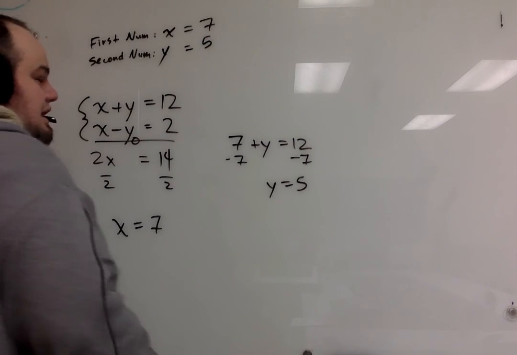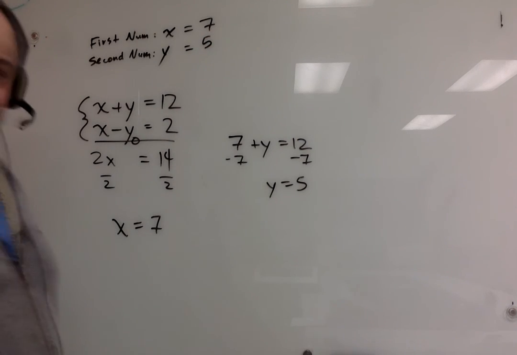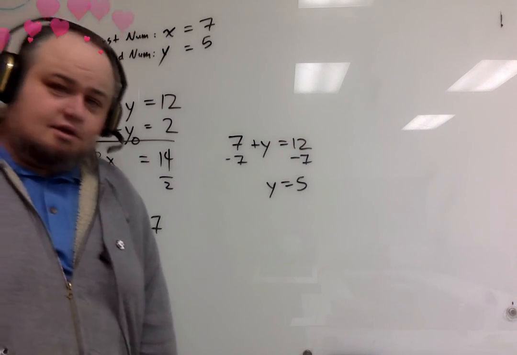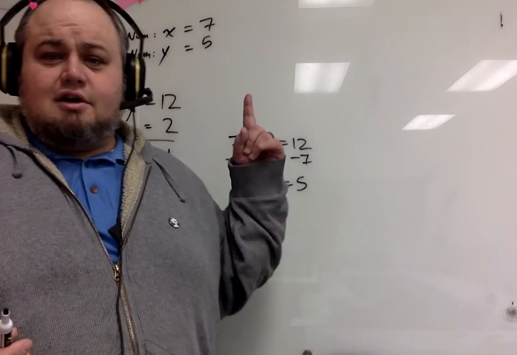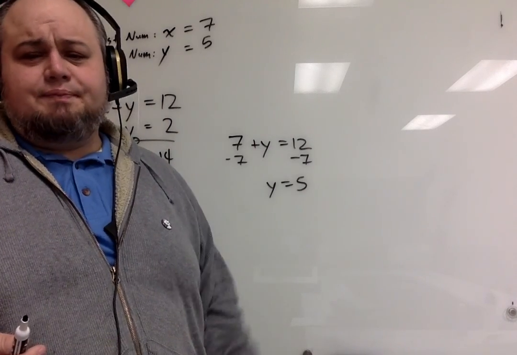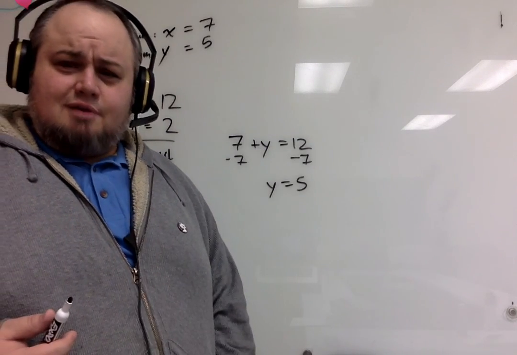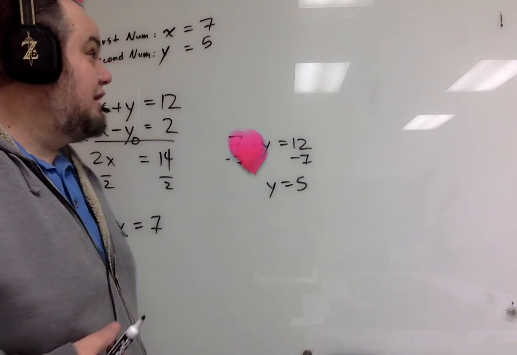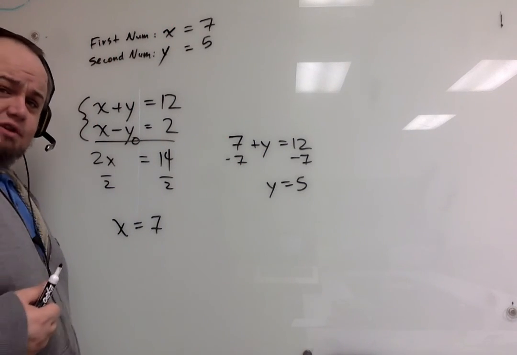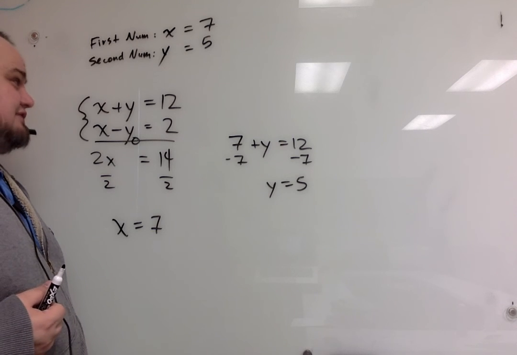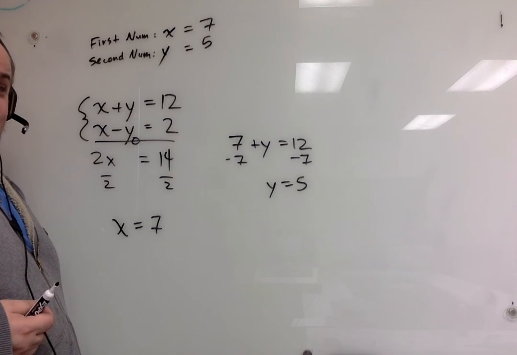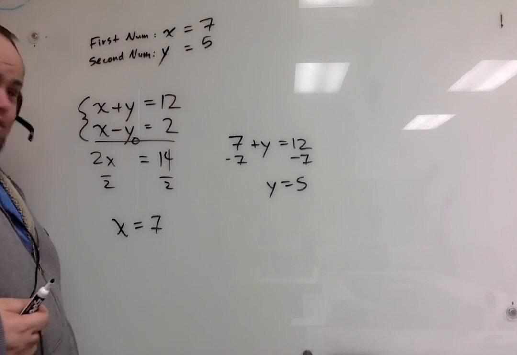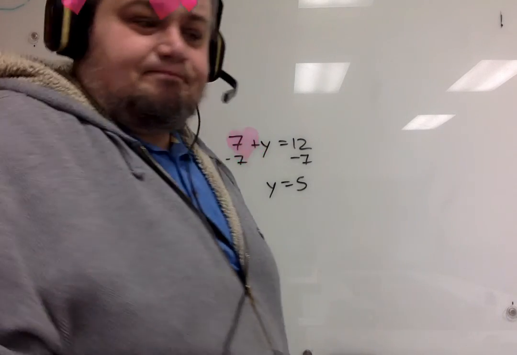Alright? And then anytime you do a word problem, you want to make sure that your answers make sense. So in this case, take a look at our answers. We have 7 and 5. So let's think about what the original problem said. They have a sum, they add up to 12. Okay, well, 7 plus 5 is 12. That's good. They have a difference of 2. 7 minus 5 is 2. So there we go. That's our first word problem using a system of equations.